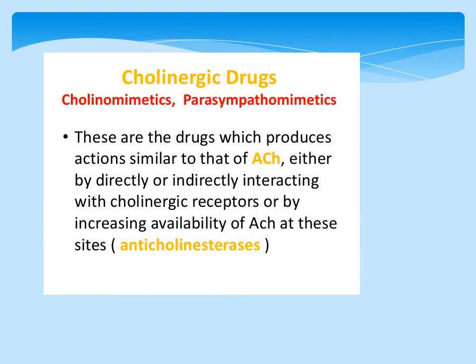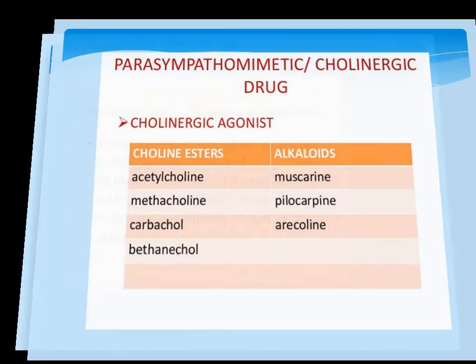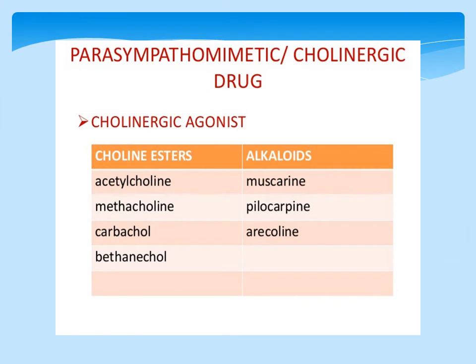Next, from here cholinergic drugs start. These cholinergic drugs are also known as cholinomimetic drugs and parasympathomimetic drugs, and you know the definition of these. These are the drugs which produce action similar to that of acetylcholine. That means these are the agonists which will mimic the activity of acetylcholine. In the pharmacological classification of parasympathomimetic drugs, you have to remember this. Two types of drugs are there, cholinesters and alkaloids.